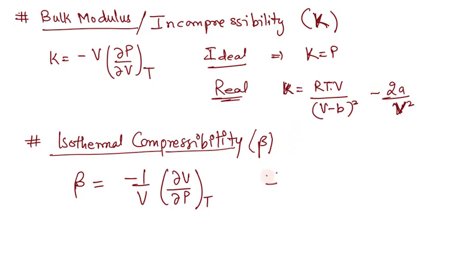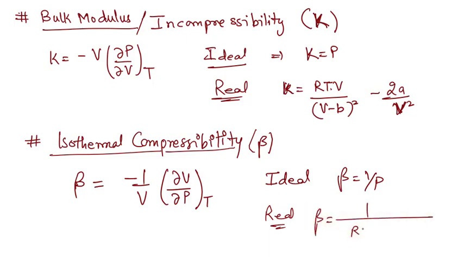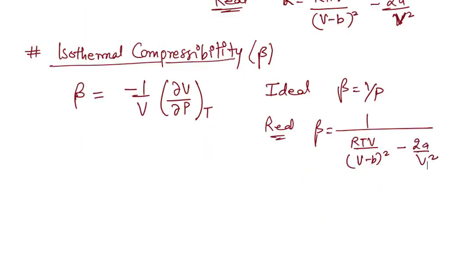Now for an ideal gas, beta turns out to be 1 by pressure, and for real gases it is just the opposite of what we have done earlier. There is one more; just remember these three quantities. They are very important for finding some quantities which you have already learned if you have studied this concept. That is the coefficient of volume expansion.